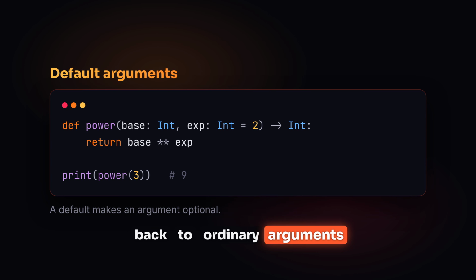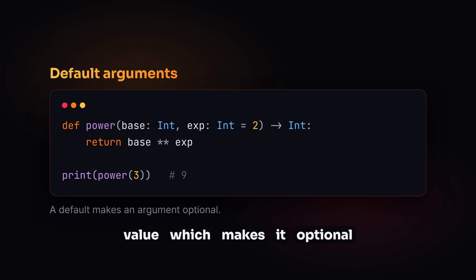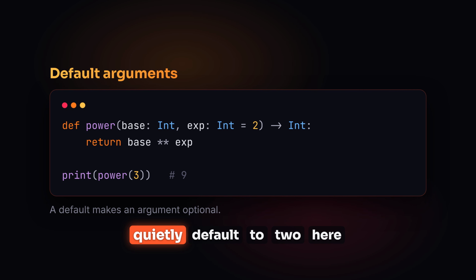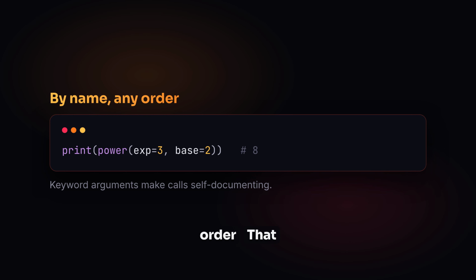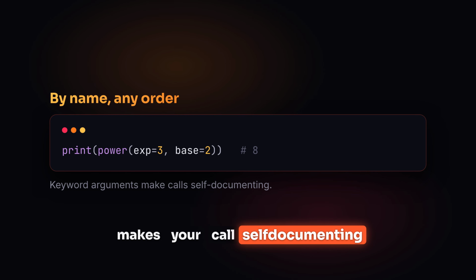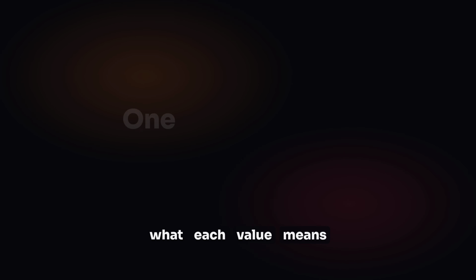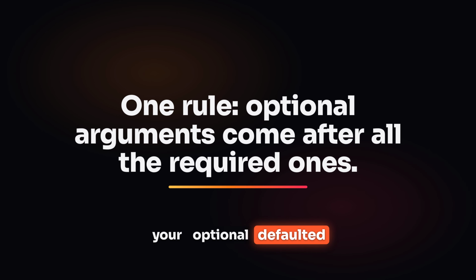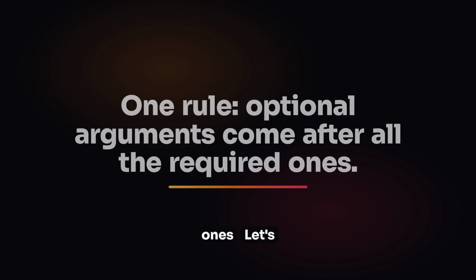Now, back to ordinary arguments. You can give one a default value, which makes it optional. You can call power with just a base, and the exponent quietly defaults to 2 here. You can also pass arguments by name in any order. That makes your call self-documenting. Anyone reading it knows exactly what each value means. One rule to remember here, your optional defaulted arguments must come after all the required ones.